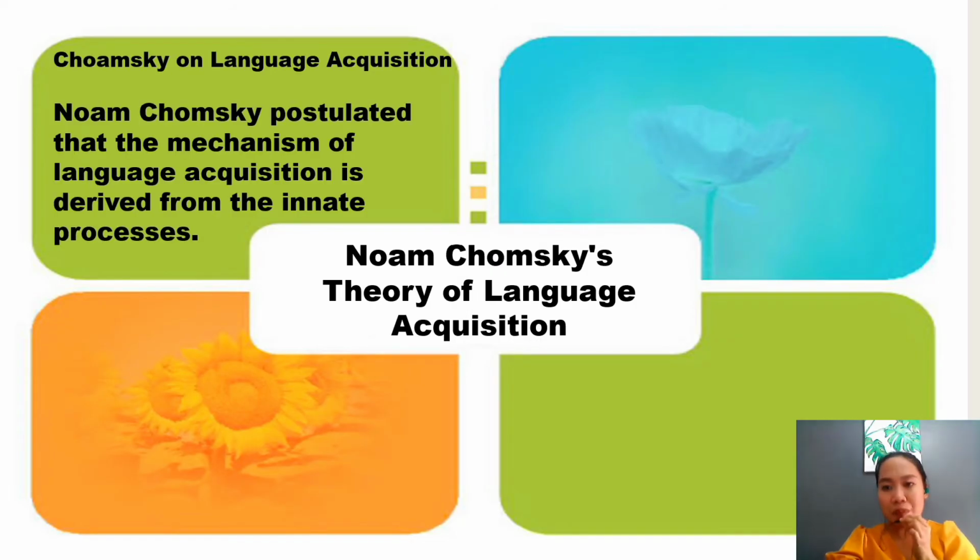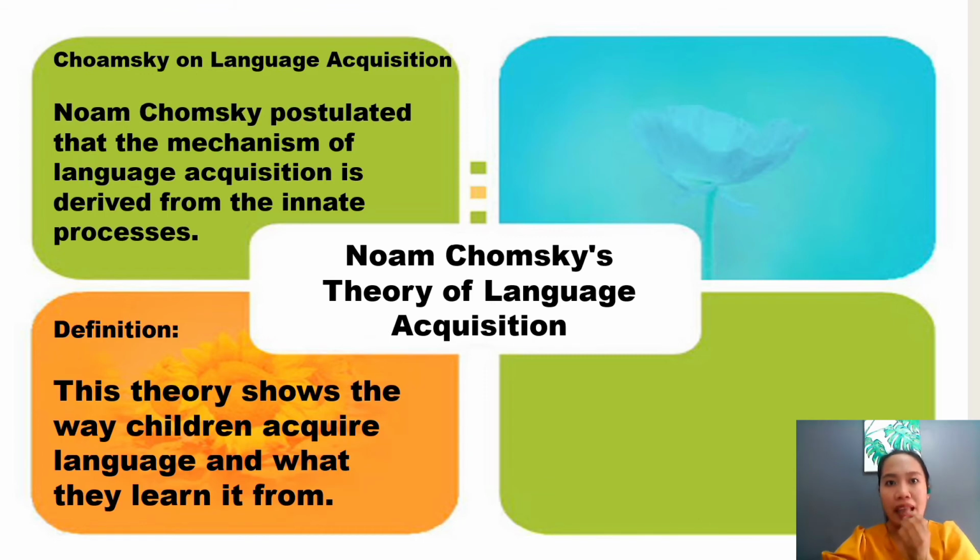Noam Chomsky postulated that the mechanism of language acquisition is derived from innate processes. And when we say innate, it is something which is already there in the mind since birth. This theory is proved by the children living in the same linguistic community. Moreover, they are not influenced by external experiences, which brings about comparable grammar. This theory shows the way children acquire language and what they learn from it.